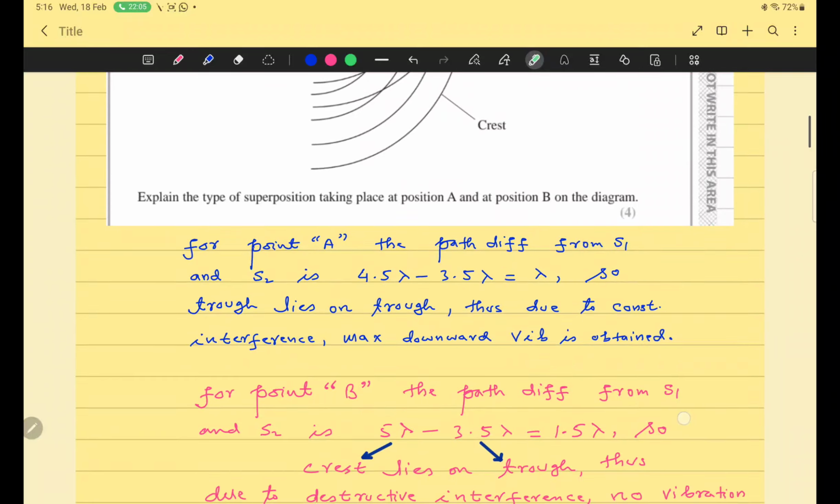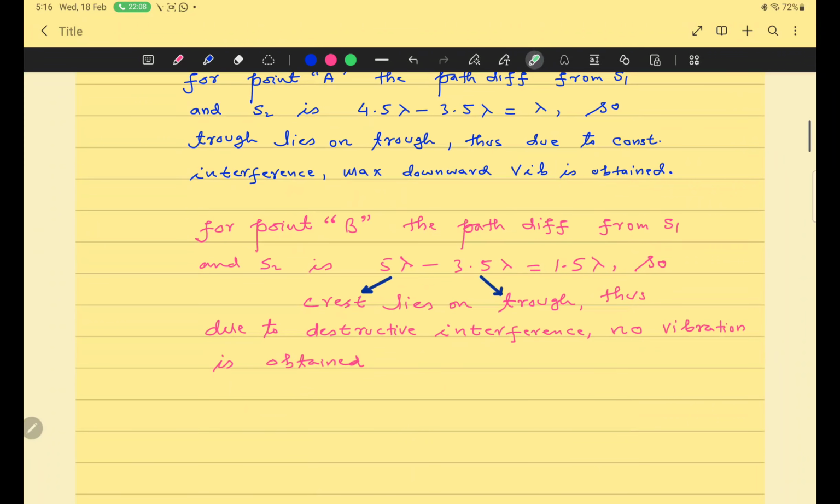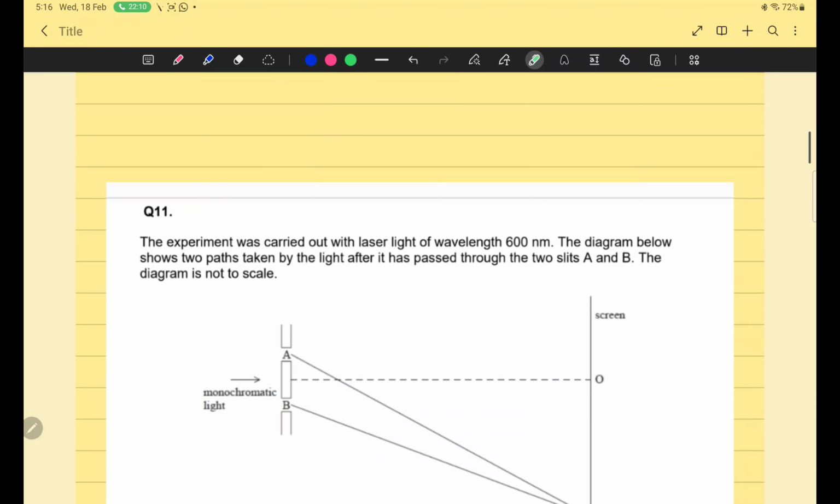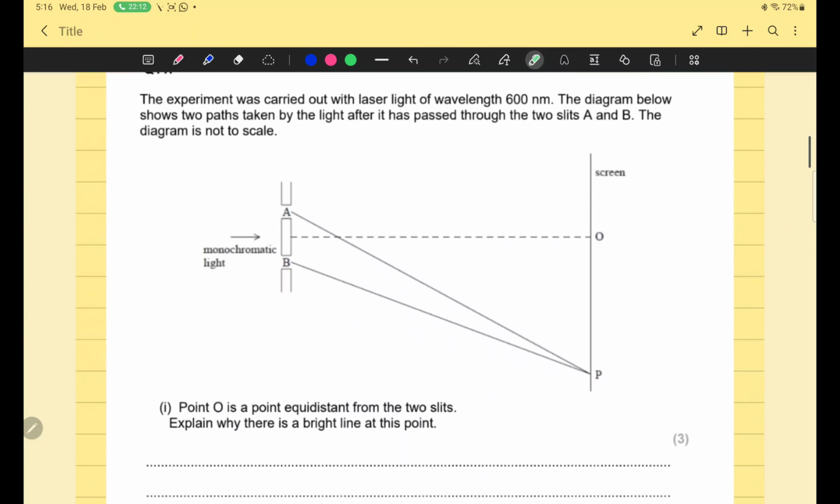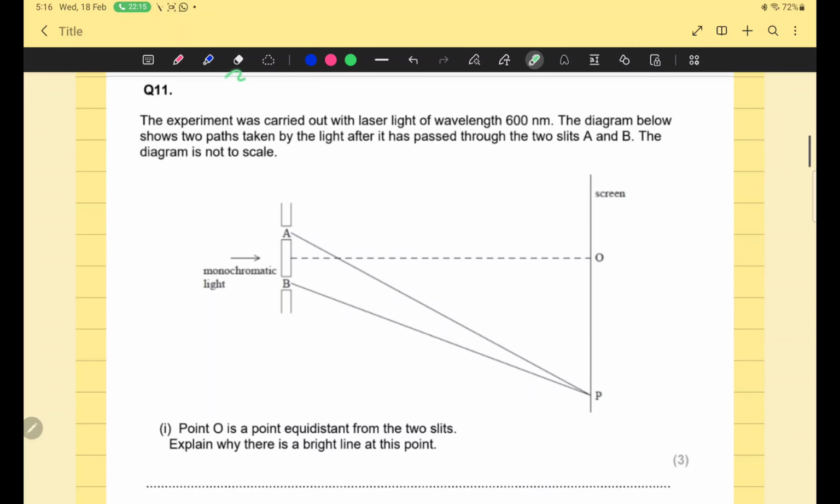I have explained, I am recording, so I should move to the next question. And the next question is here. This question is not about water waves, it is about light. Okay, it is of the same kind. Consider this is a laser light, and in this laser light, this is source number one, and this is source number two. Okay, these are two sources, and we are given the wavelength.